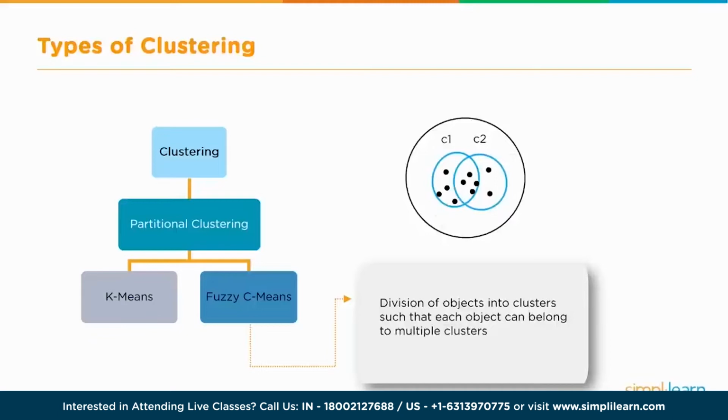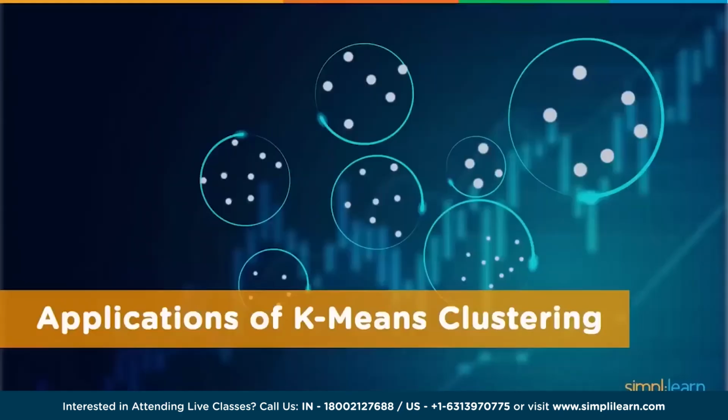And fuzzy c-means is very similar to k-means in the sense that it clubs objects that have similar characteristics together. But while in k-means clustering, a single object cannot belong to two different clusters, in c-means objects can belong to more than one cluster. So that is the primary difference between k-means and fuzzy c-means.